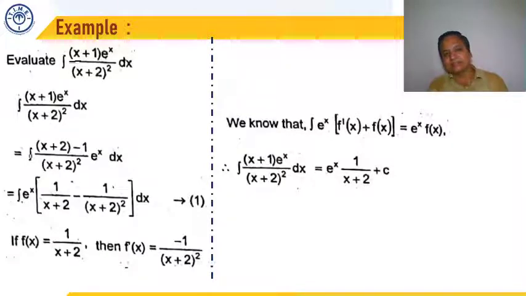So whenever this type of expression is given, we directly use this result. f(x) is 1 upon x plus 2 and f'(x) is minus 1 upon (x plus 2) whole square. e to the power x was there in the numerator, and it's a straightaway application of the formula: the integral of e to the power x [f(x) plus f'(x)] with respect to x is e to the power x f(x). It's an important result. The answer is e to the power x upon x plus 2 plus c.